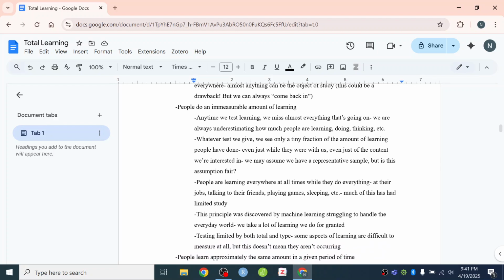And as I mentioned briefly before, and again we'll probably expand on in the future, our ability to test learning, to create an approximation of total learning, is limited by both total and type. There's both a bunch of learning going on, we can't get to all of it, but also some aspects of learning are difficult to measure at all. All those internal changes that don't necessarily express themselves in behavior doesn't mean they aren't occurring. Doesn't mean we should dismiss them as not being legitimate. Just means they're hard to test. That's our fault as researchers for not being able to capture.